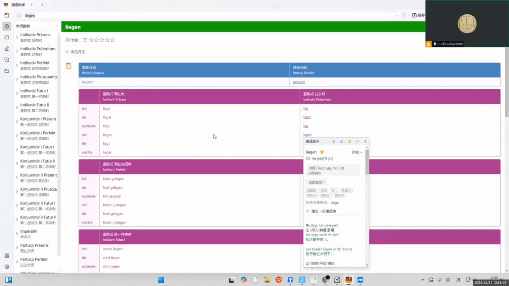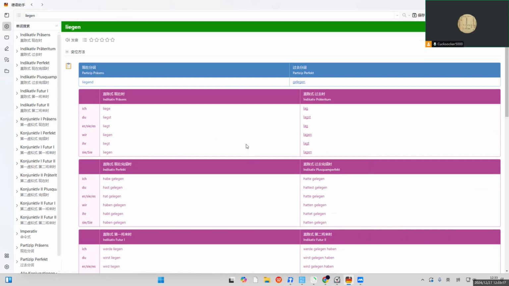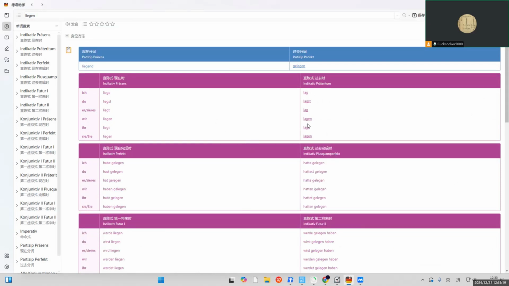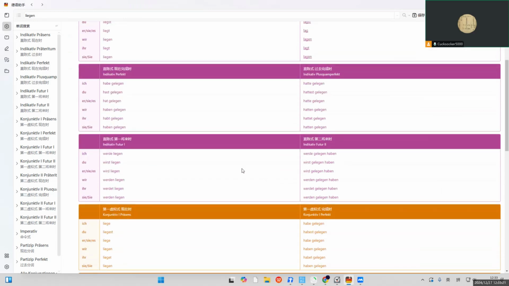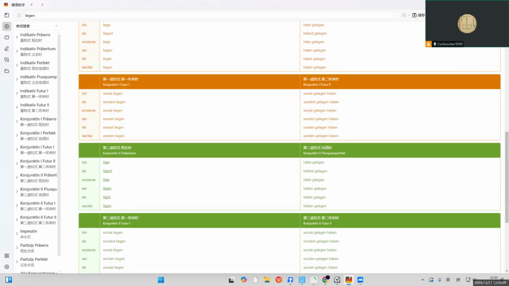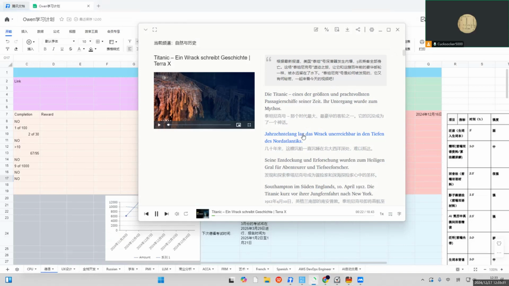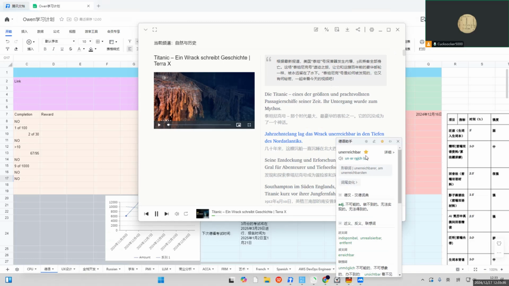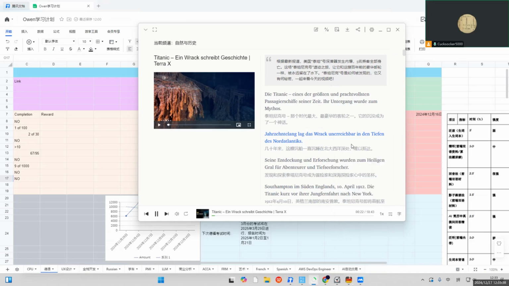And let's take a look at conjugation. Liege, liegst, liegt. Okay, lag. Hast gelegen. Ja, liege, lege, legest. Okay. Lag das Wrack unerreichbar? Okay, this is in den Tiefen des Nordatlantiks. Tiefen, in den Tiefen.